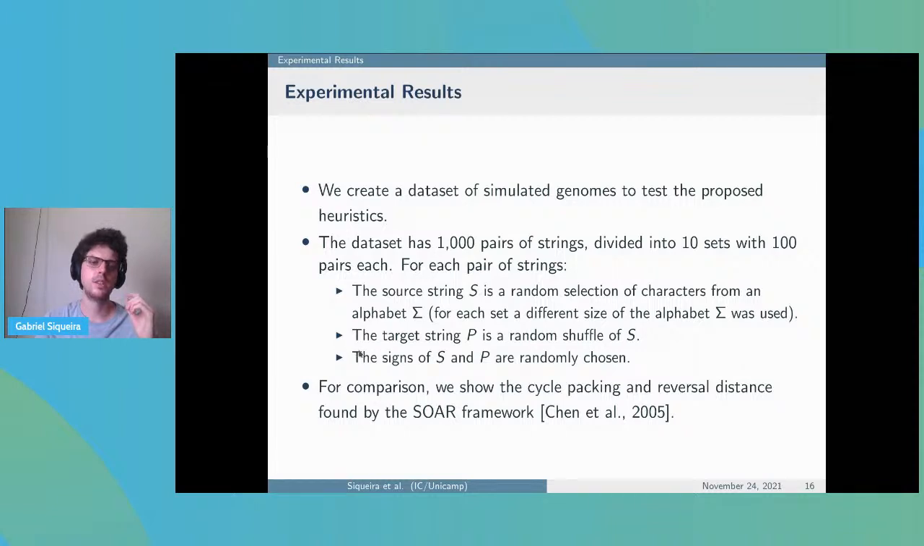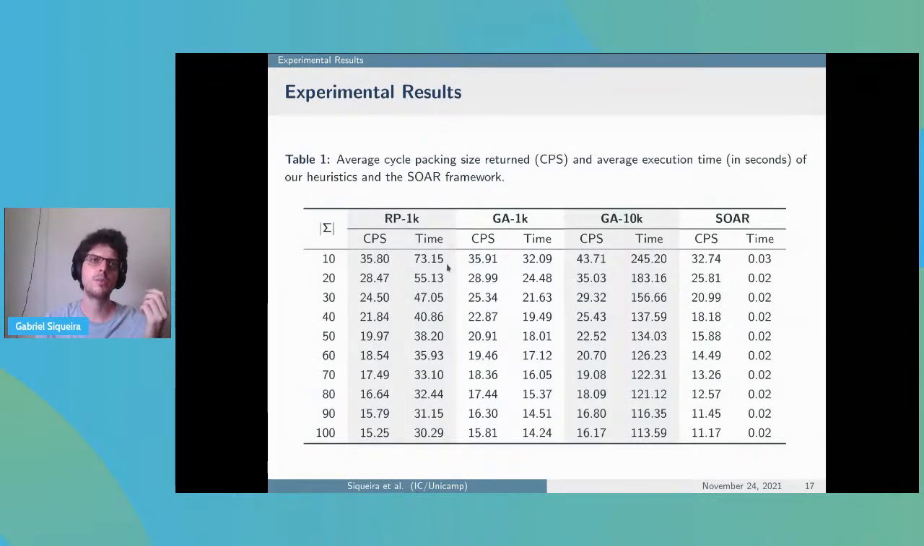We're going to run all heuristics on this data set. We also run the algorithm from the SOR framework for the reversal problem. This algorithm also produces a cycle packing, so we can compare the size of the packing found by our heuristics and by this framework. Here I have some results in this table. I'm showing the average cycle packing size returned by the heuristics or by the SOR framework, and also showing the execution time of every algorithm. What you can see is that our heuristics have a more expensive execution time because they have to produce multiple cycle packings, but we are able to increase the number of cycles in the packings.